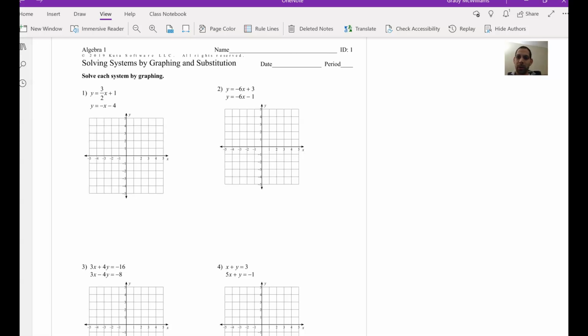Alright guys, so here we go again. We're going to practice solving systems by graphing and substitution. Now you should have this worksheet. I've done a little bit of this, but I'm going to go over some of it to help refresh your memory. Also, towards the end I'll show you some answers so you can see if you did everything right.